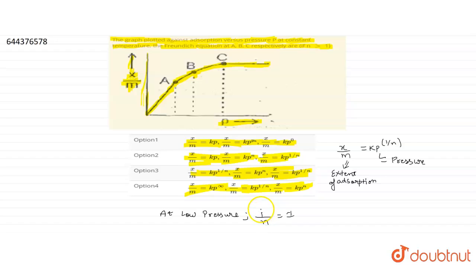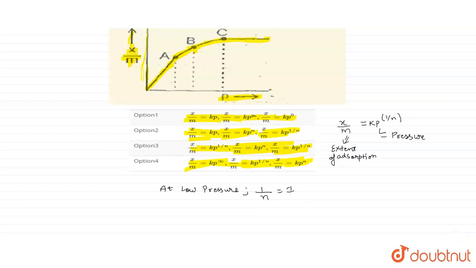Okay, so we know this n depends only on the nature of adsorbate and adsorbent, and we have observed that at low pressure 1 by n equals 1. So what will be the Freundlich equation at low pressure? The Freundlich equation at low pressure will be x by m equals kp to the power 1 divided by 1, because this 1 by n equals 1.